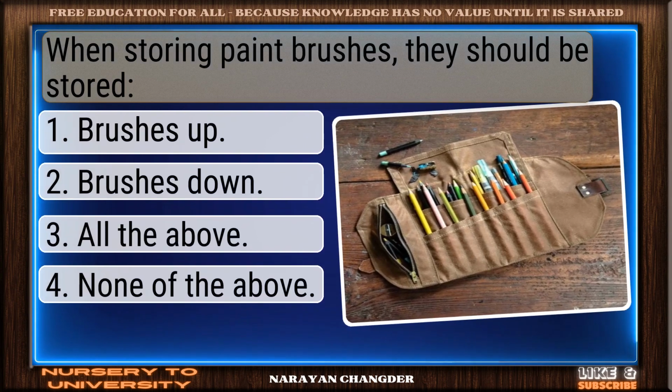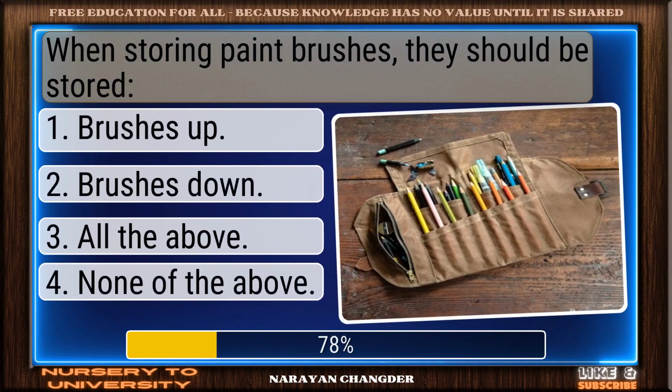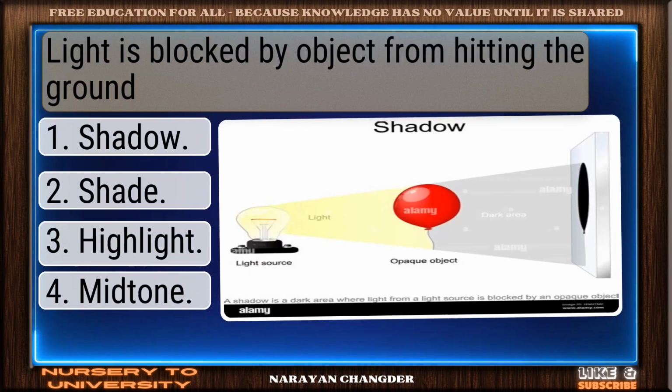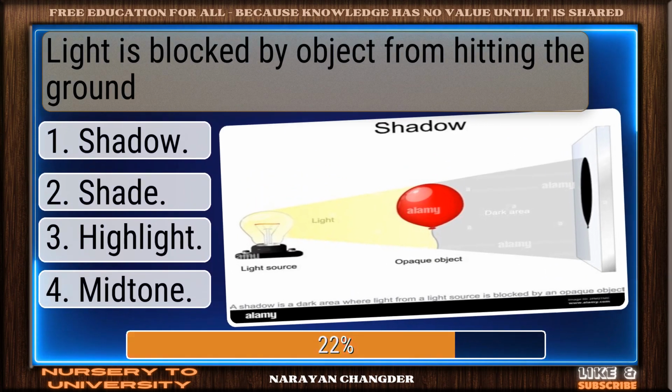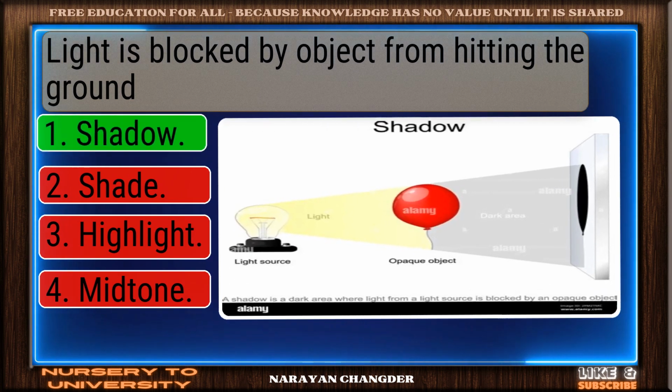When storing paintbrushes, they should be stored. On track. Brushes up is the correct answer. Light is blocked by an object from hitting the ground. Right again. Shadow is a valid answer.